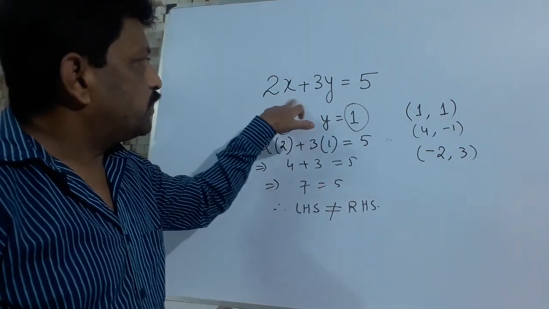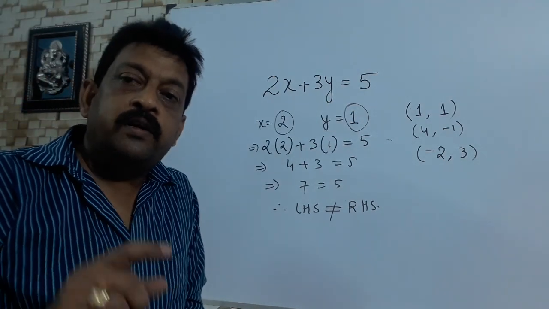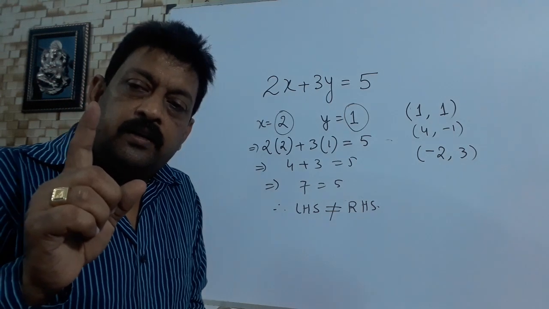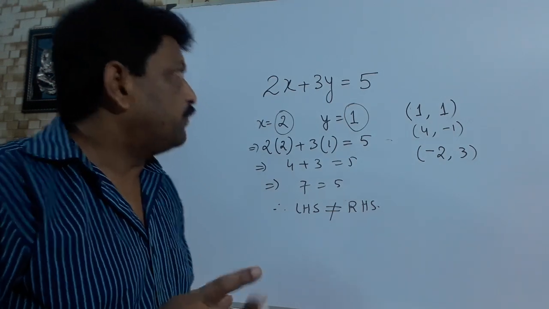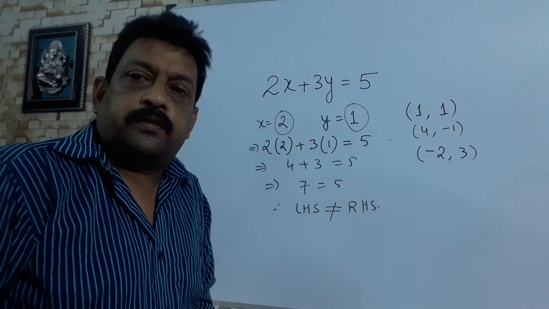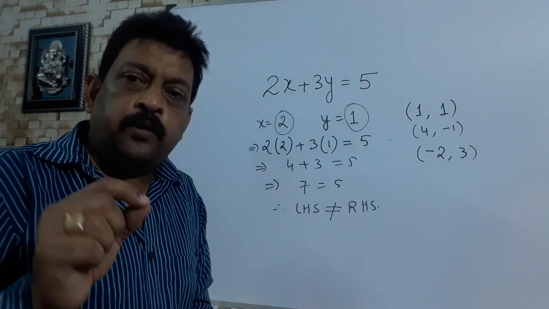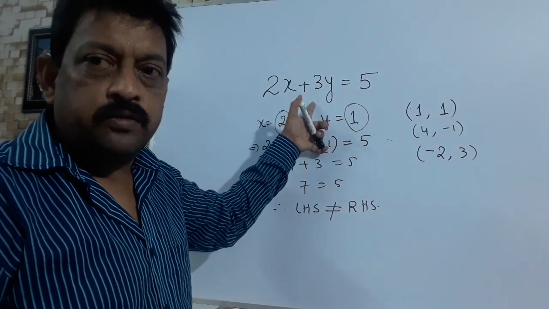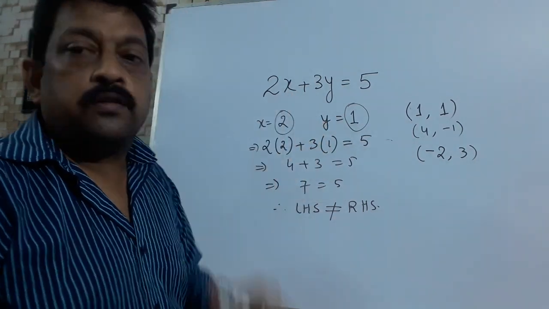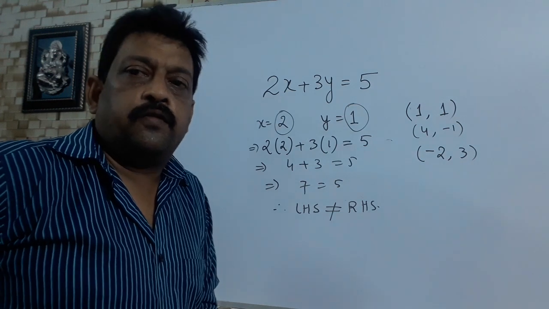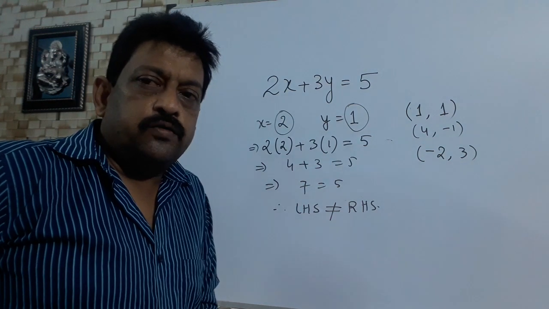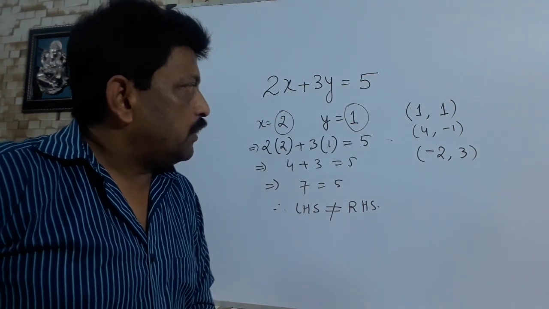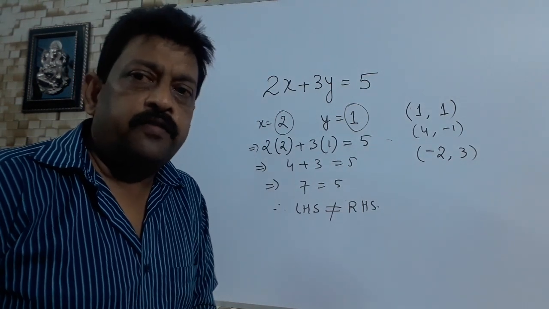This 2x plus 3y equals 5 will represent a straight line, and every point on that straight line is the solution of this equation. That means every point lying on the line represented by this equation is the solution set of this equation. Hope you have understood this sentence. Okay. Now again let me come back to the general form of a linear equation.